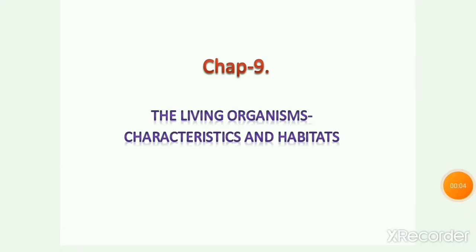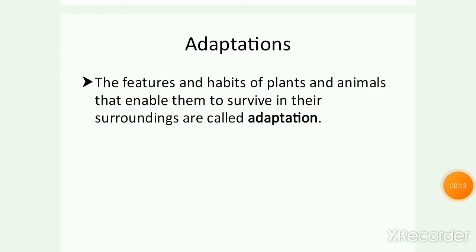So, we will continue the same chapter, that is chapter number 9, the living organisms, characteristics and habitats. And today we will study the adaptations of different animals and plants to survive in their habitats. So, before that, let us understand the meaning of the term adaptations. The features and habits of plants and animals that enable them to survive in their surroundings are called adaptation.